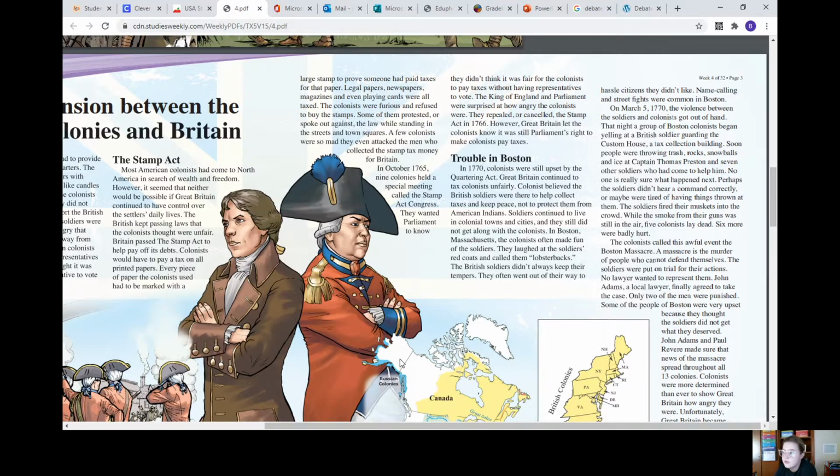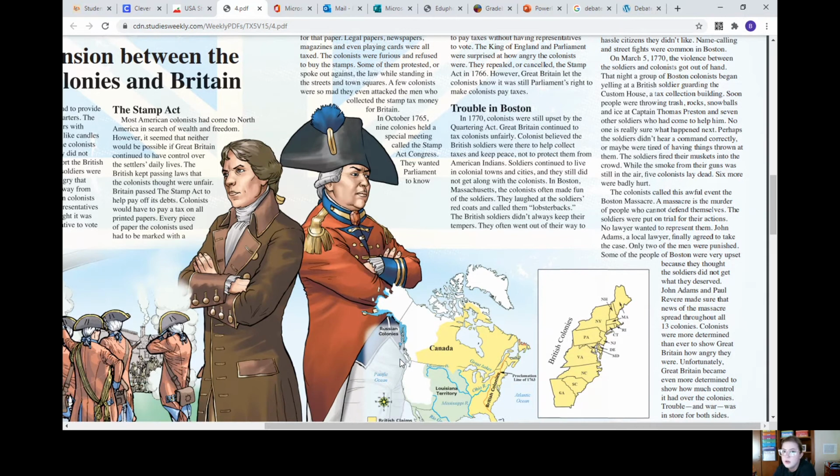Now we're getting to the good stuff. So we are brewing our trouble up in Boston. So in about 1770, colonists were still upset about the Quartering Act. Great Britain continued to tax colonist families, and it was just super unfair. The colonists believed the British were there to help collect taxes and keep peace, not to protect them from American Indians. Soldiers continued to live in colonial towns and cities, and they still did not get along with the colonists.